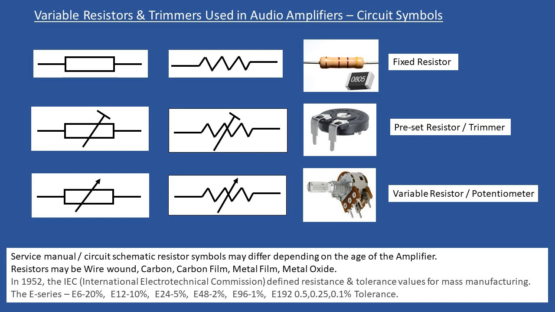But that may not always be the case, so you may not always see that type of symbol. What you may well see is the symbol on the left-hand side, as shown in the video, where you have an oblong shape, and that is used to show a fixed resistor. I'll give a couple of examples here.